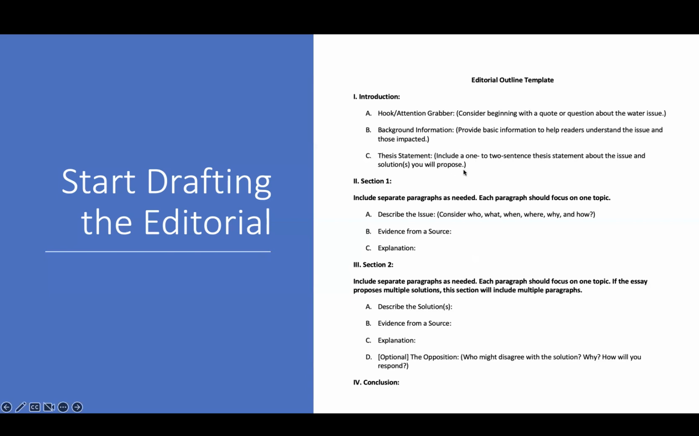And we're going to see in section 1 where you are really describing the issue, right? So considering who's involved, what's happened, when, where, why, and how. You can go back to your generating ideas assignment and use those ideas and create paragraphs or a paragraph. It depends on how complicated the issue is.